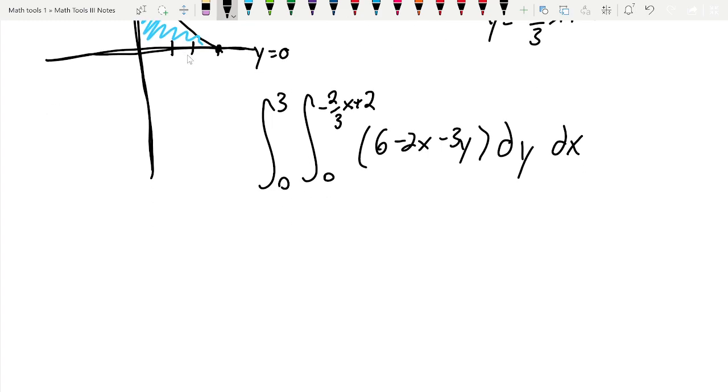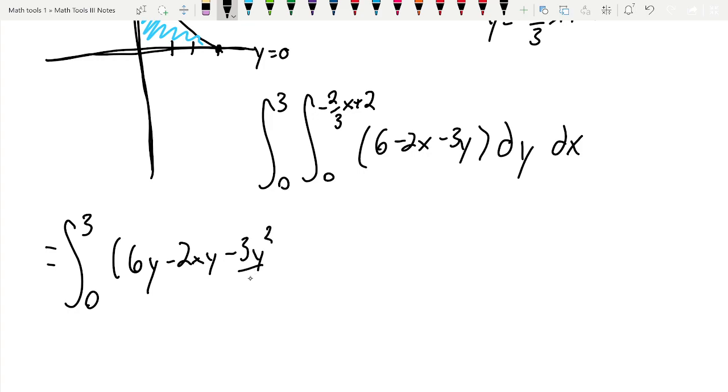Okay. In this case, neither direction should be particularly complicated since the inner function itself isn't very complicated. So here it probably doesn't matter too much which way you do it first. And that's going to be 6y minus 2xy minus 3y squared over 2. Okay. And then we're going from y equals 0 to y equals negative 2/3 x plus 2.